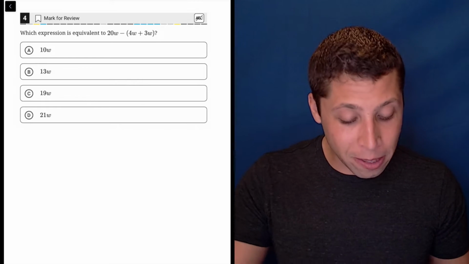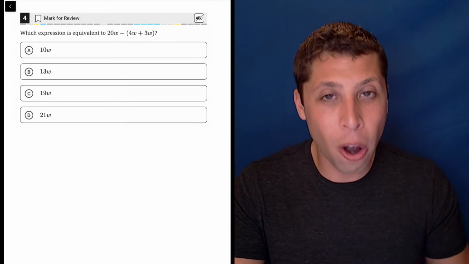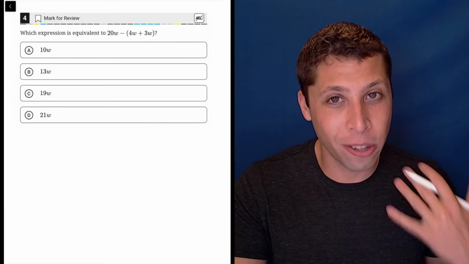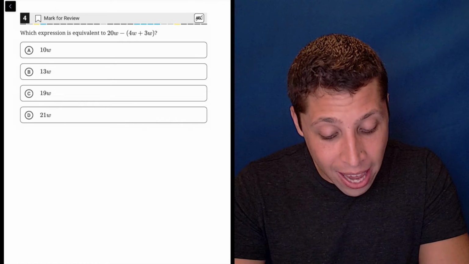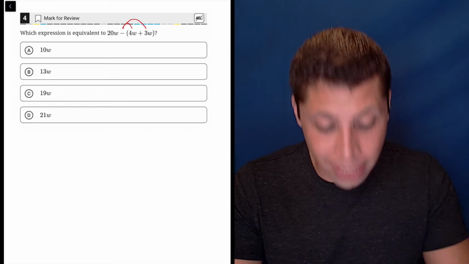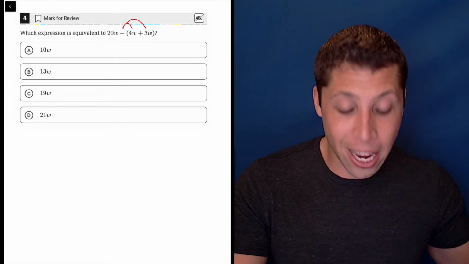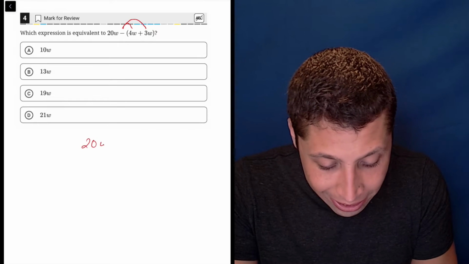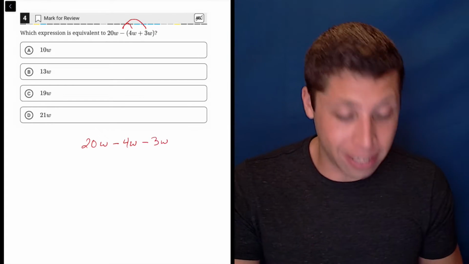All right, this is some fairly basic algebra, but don't do this in your head. Just show the work here because it's so easy to make a mistake if you're going too fast. In this case, I need to know that this negative is going to be distributed to both parts. Do the distribution. Show the little arcs like I do. Write it out. 20w minus 4w minus 3w.